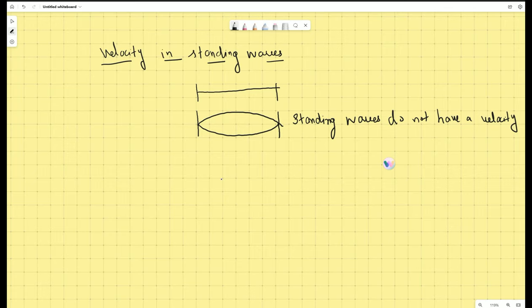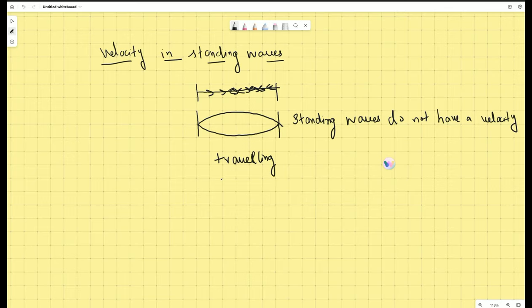Now, actually, the velocity is always of the traveling waves, which travel from one side to another, strike the other side, and come back, which means the to and fro. So the wave travels like this when you pluck the string, and this wave also comes back. And then what happens is the formation of a standing wave.